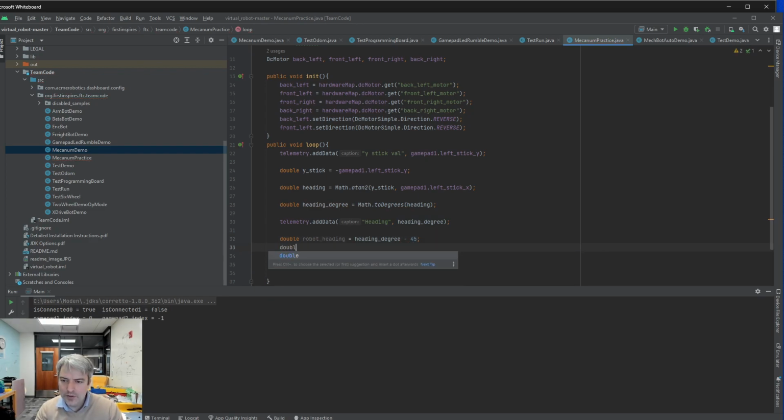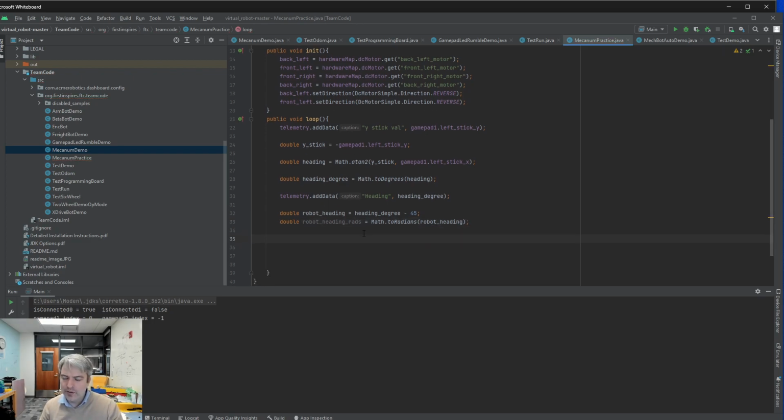Also, it's going to want radians eventually, so I'm also going to convert this back into radians. Radians are just a different way of measuring angles, for those of you who aren't familiar with it. All right, so now I have collected the heading from my game stick, and I've converted it to what the robot thinks it is.